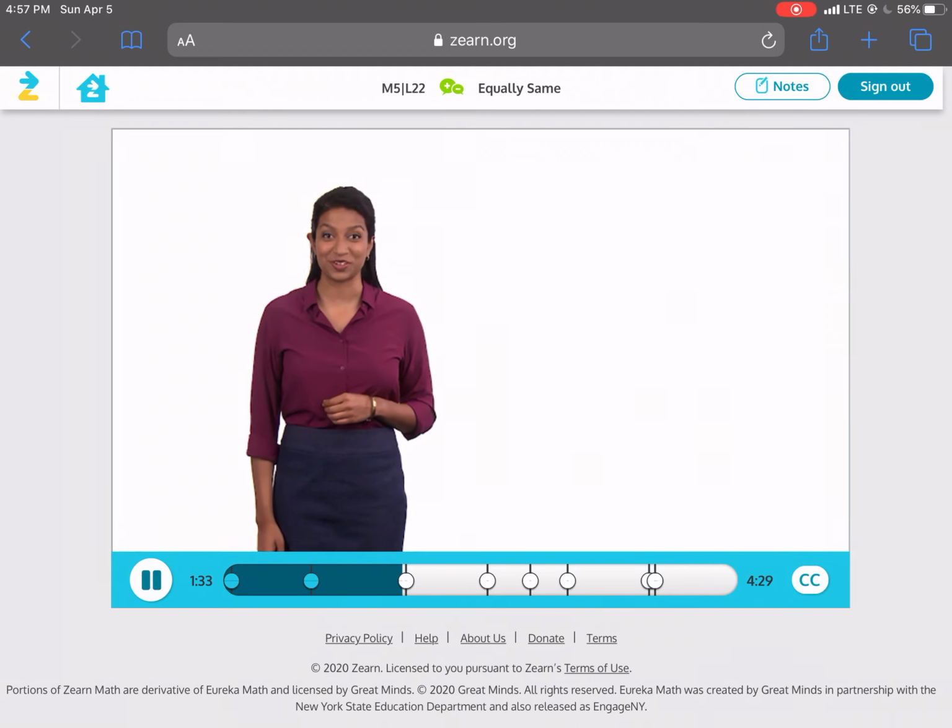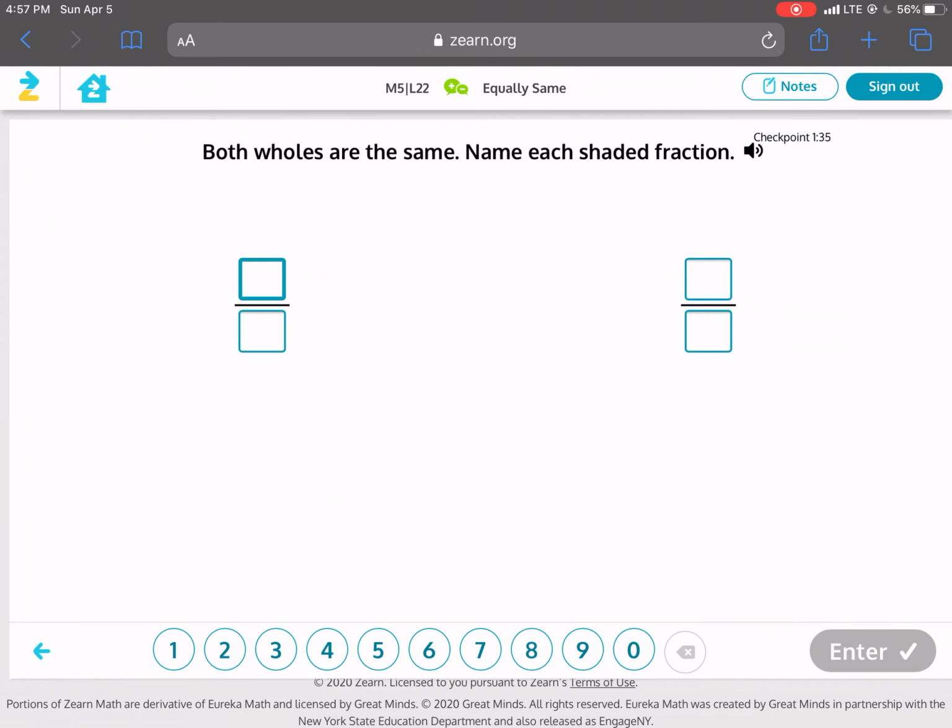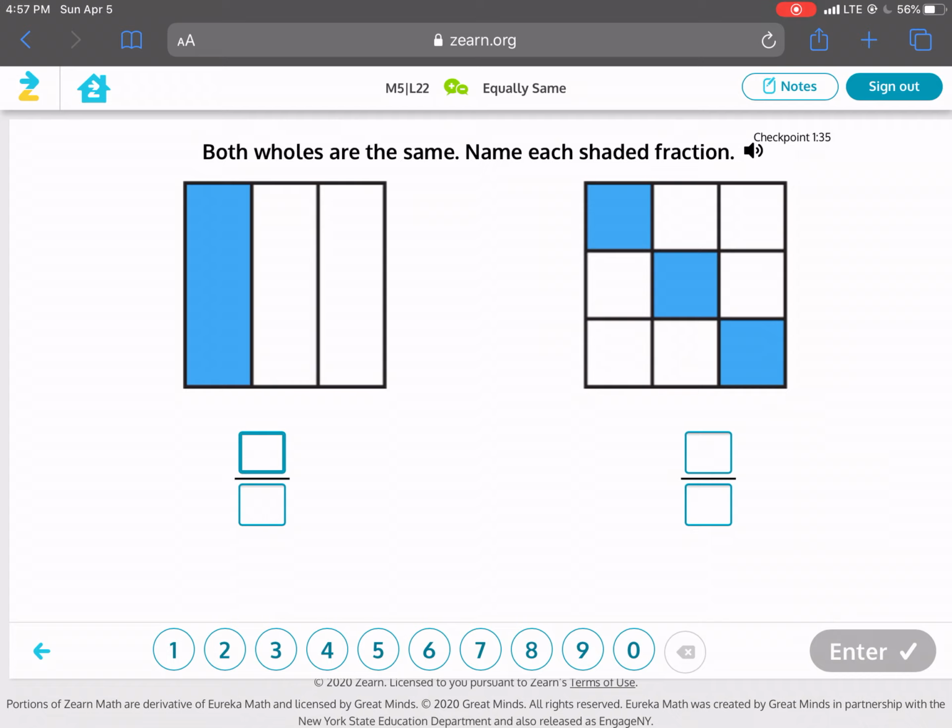Let's keep working on equivalence. Both wholes are the same. Now, name each shaded fraction. So here we have 1/3. 3 is in the denominator because there are 3 pieces. 1 is in the numerator because 1 is shaded in. Here we have 3, 3, 6, 9, 3/9.